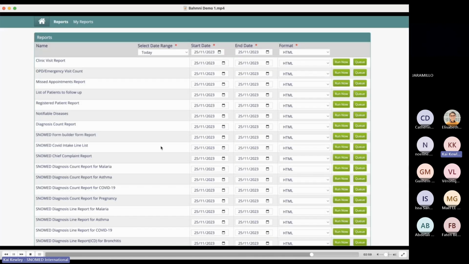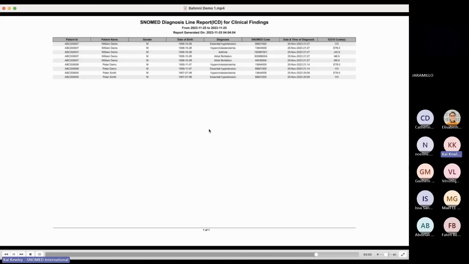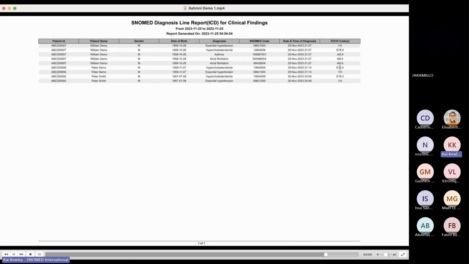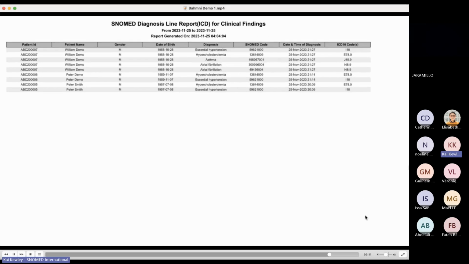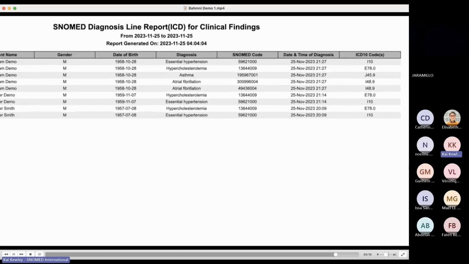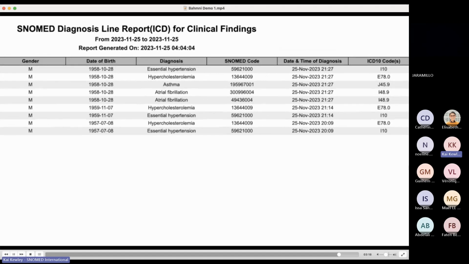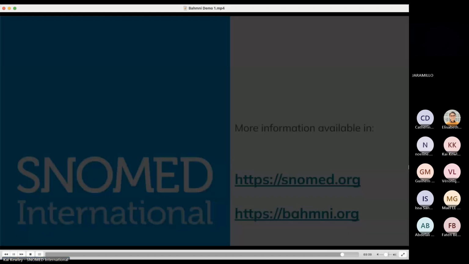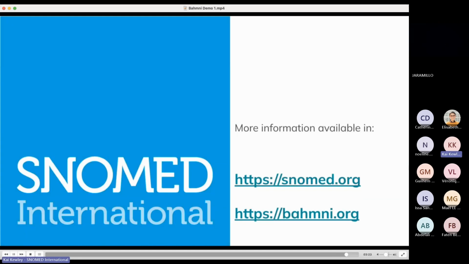All the clinical information recorded in the patient's history is readily available for reporting purposes. For instance, we are now going to generate a daily statistical report that includes the ICD-10 code for the primary diagnosis of each visit. This reporting feature utilizes the terminology server to access mappings published in SNOMED CT releases, a result of the collaborative efforts of SNOMED International with various organizations. For more information about this collaboration and the open source tools, please visit the SNOMED International and Bomni websites.